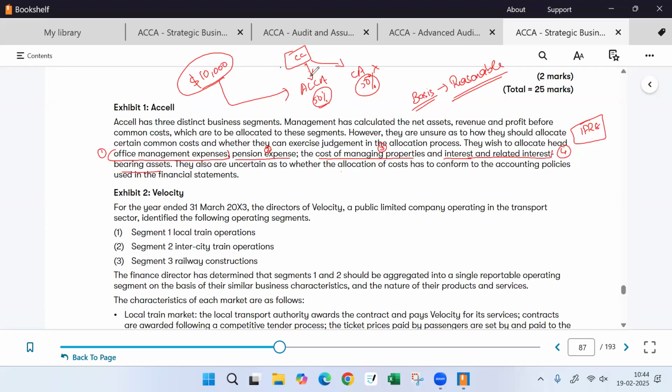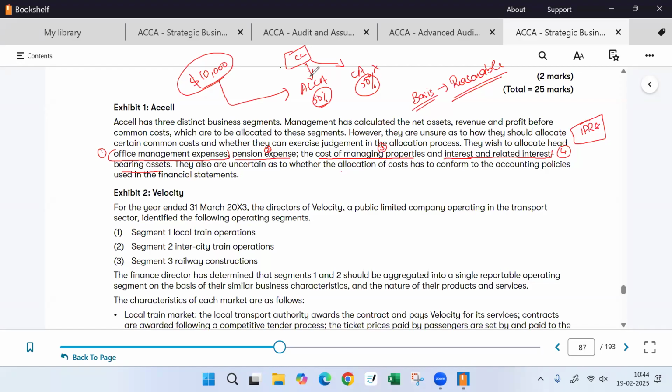So if I allocate everything to ACCA, what will happen? ACCA will still be profitable. Correct? So is that a bias? Isn't that a bias? Definitely yes, isn't it? You understand? Is it clear? Right.